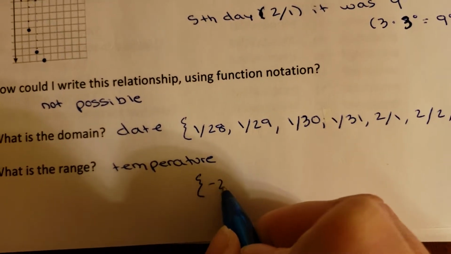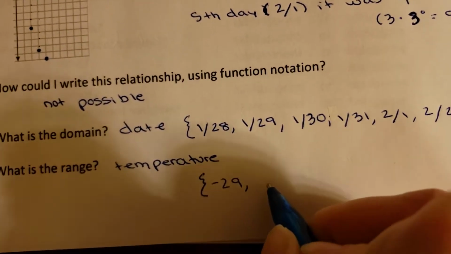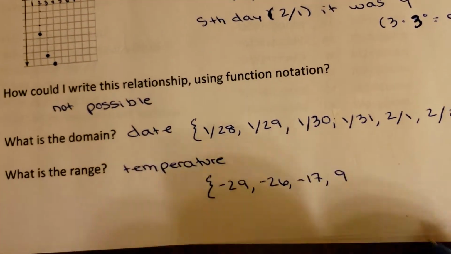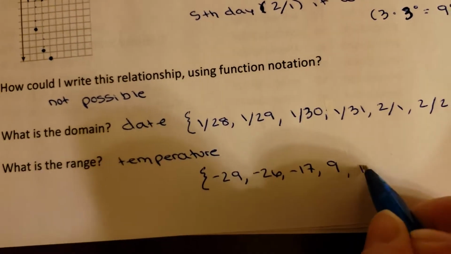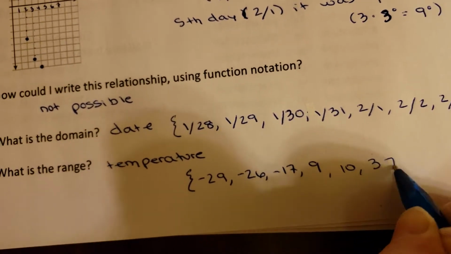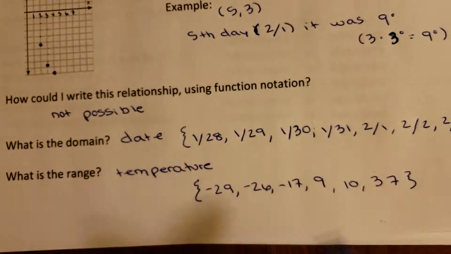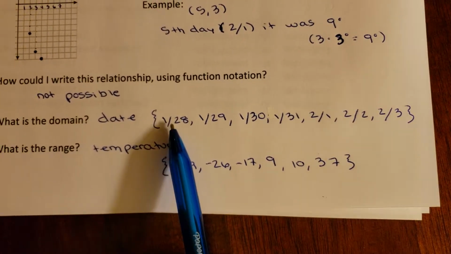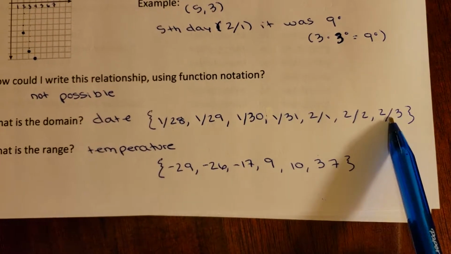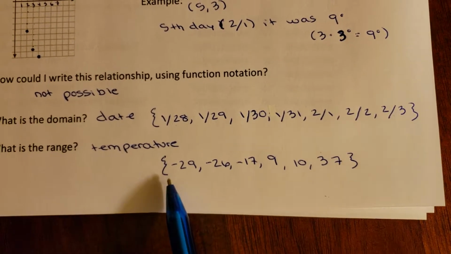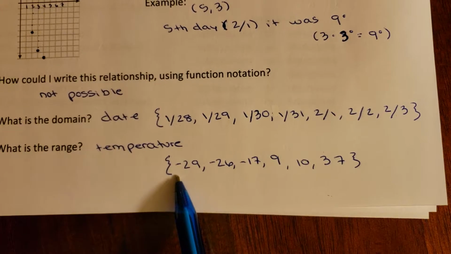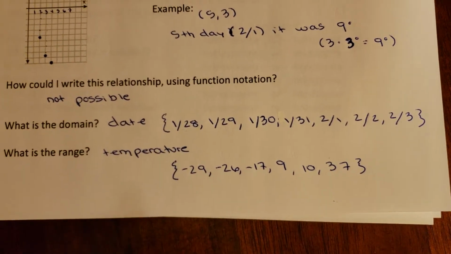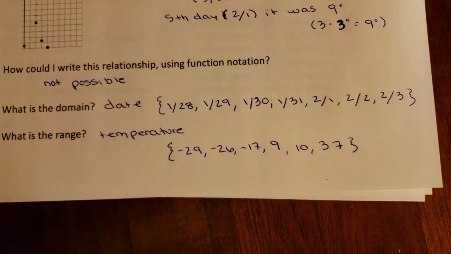So my smallest one was negative 29, negative 26, negative 17. 9 happens twice. I'm just going to write it once. 10 and a balmy 37. So my domain, my x values, started at the 28th and went to the 3rd. My y values included a range from negative 29 all the way up to 37 and hit these numbers in between. So cool. Maybe that makes sense to you.